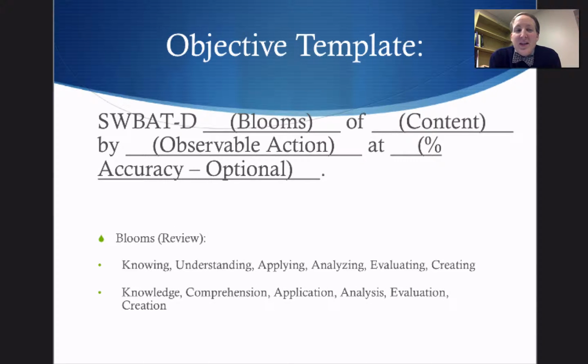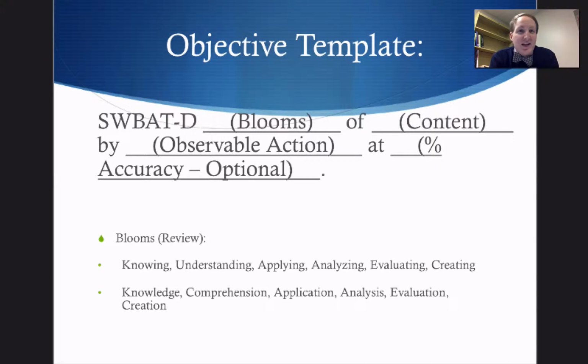So first up, the objective template. Student will be able to demonstrate is what SWABAT-D stands for. Then comes Bloom's level explicitly stated. So this is knowing, understanding, applying, analyzing, evaluating, or creating, although the words knowledge, comprehension, application, analysis, evaluation, and creation fit better into the sentence structure. Now we have a keyword, which is of. So student will be able to demonstrate Bloom's level of content.